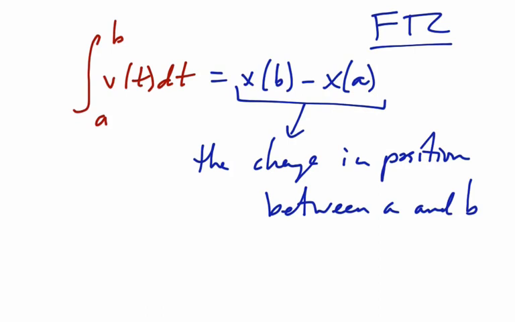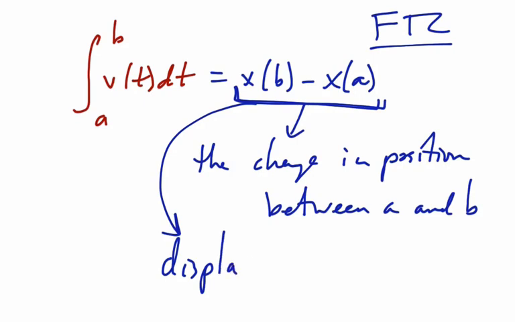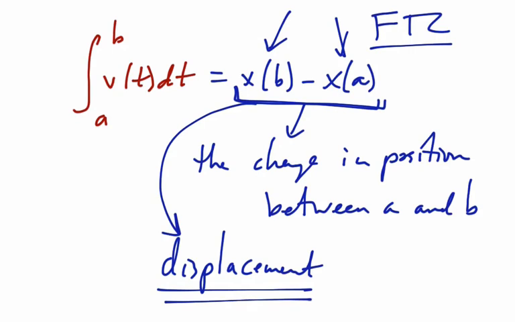Now, this expression right here, x of b minus x of a, is called displacement because it only takes into account where you started, i.e. x equals a, and where you ended, i.e. x of b. It's basically your final position minus your initial position. It doesn't take into account how you got there, only the difference in the 2 coordinates.